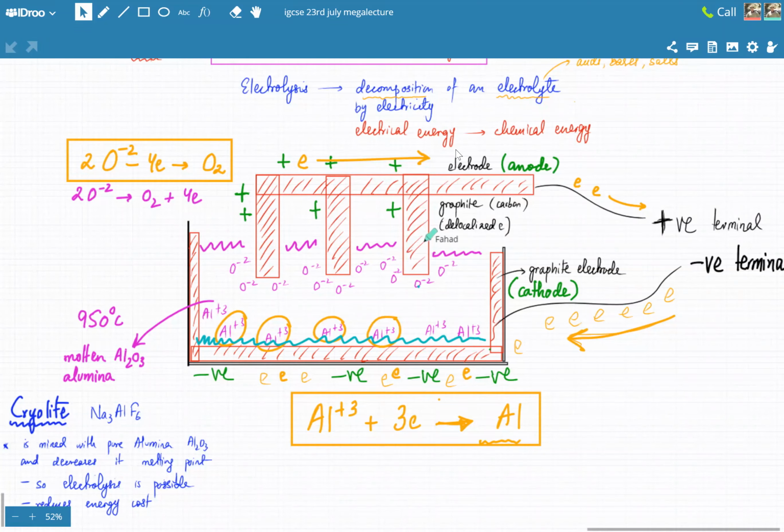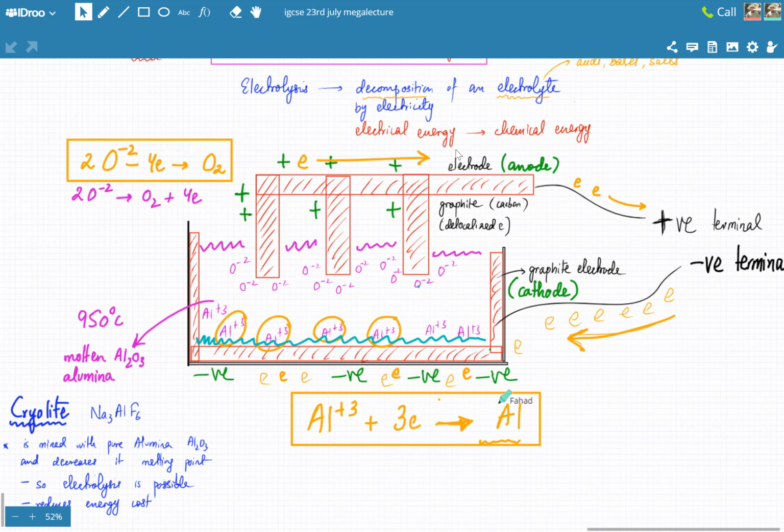So all these oxide ions end up losing electrons to form neutral oxygen molecules. O2- loses electrons. It was supposed to lose 2 electrons, but since oxygen never exists as a single atom, you have two oxide ions losing a total of 4 electrons to form two oxygen atoms that are going to get together to form an oxygen molecule. So on this side an oxygen molecule is being produced, and on the other side aluminium is being produced.